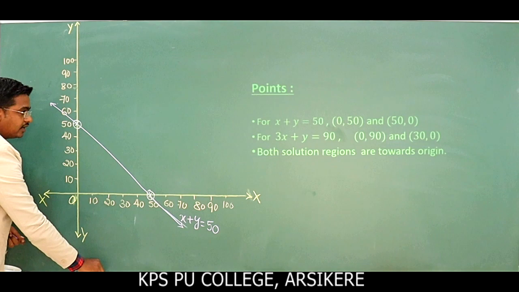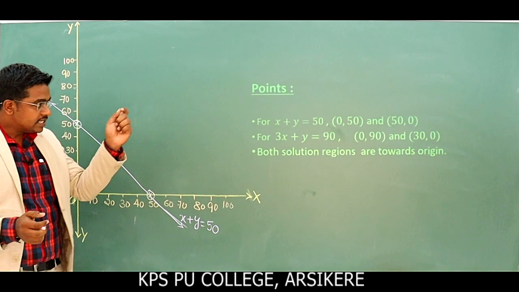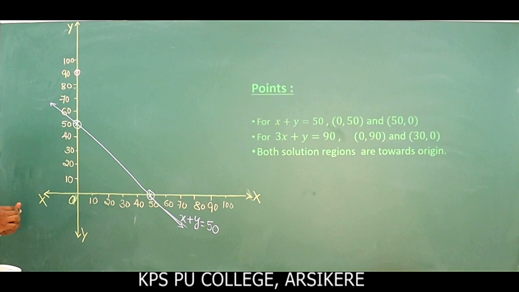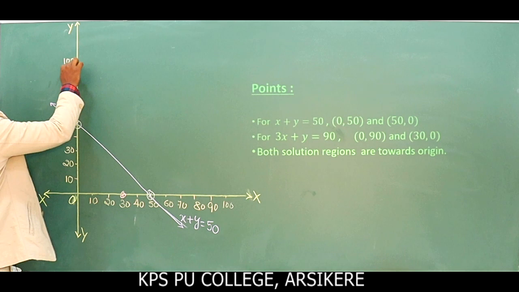3x plus y is equal to 90. The corresponding points here are 0 comma 90 and 30 comma 0. 0 comma 90, this is the point on which axis here? Y axis. And the second point, 30 comma 0. This is on which axis here? X axis. So join these two points.